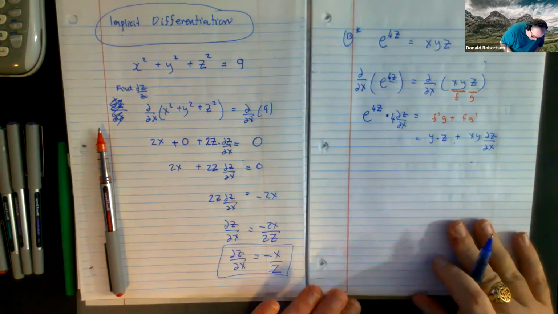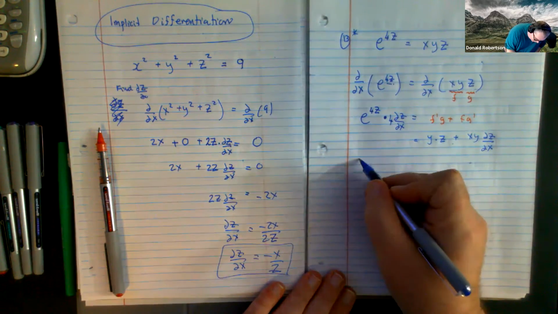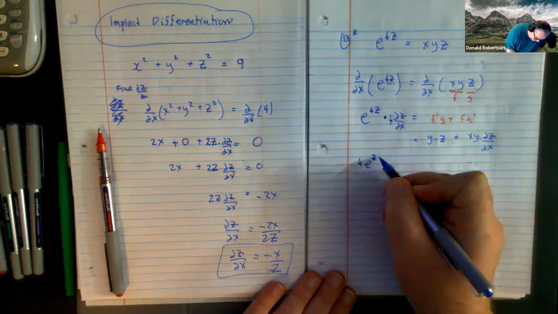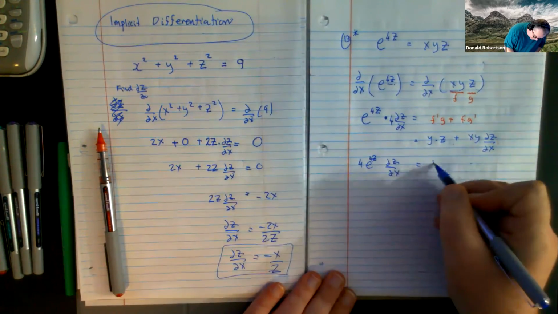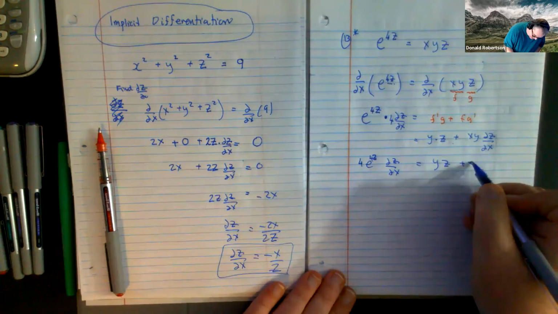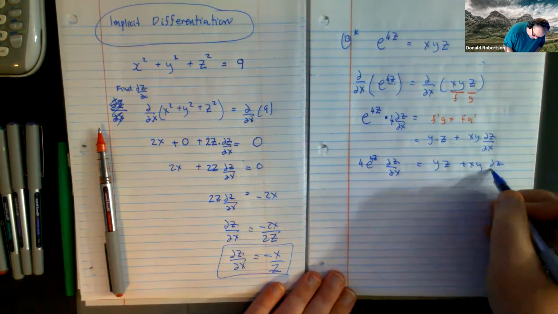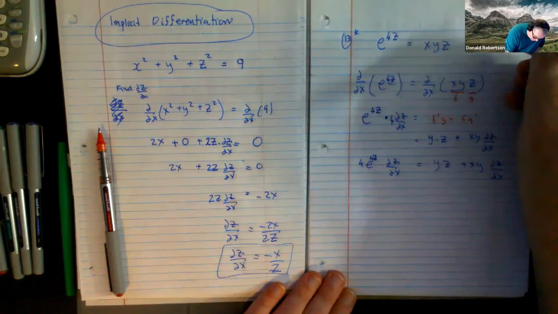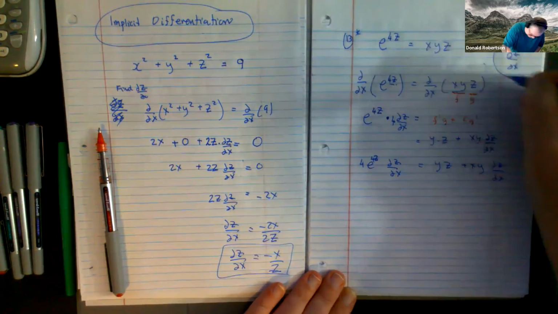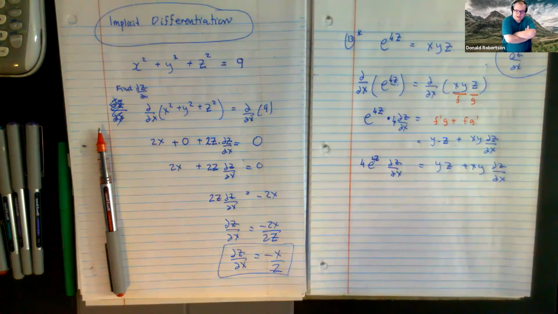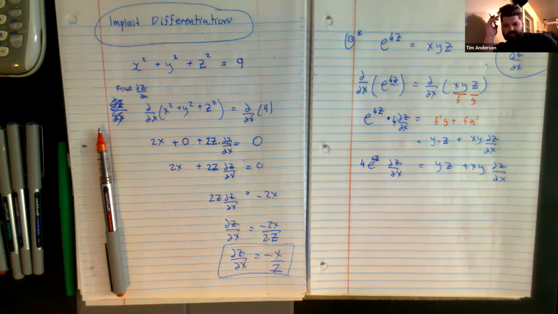So let's see what we got here. We have got 4 e to the 4z dz by dx. We've got yz and xy dz by dx. Remember the goal here? We are being asked to find that guy. So where do you go next? You'd have to use algebra.